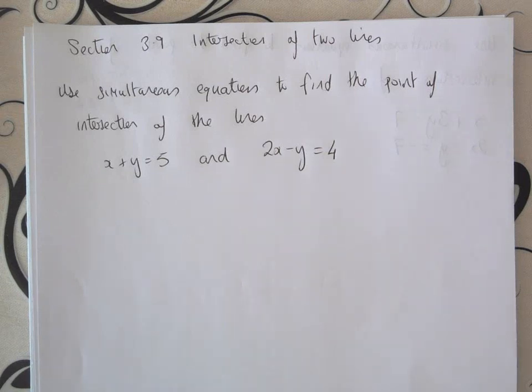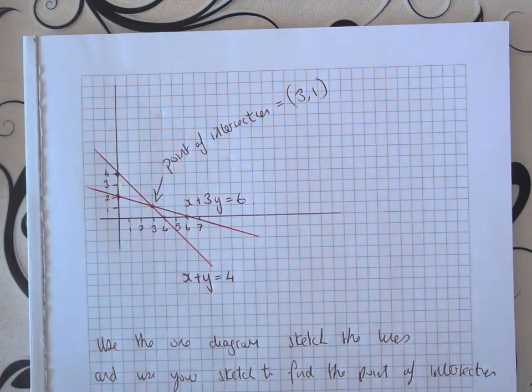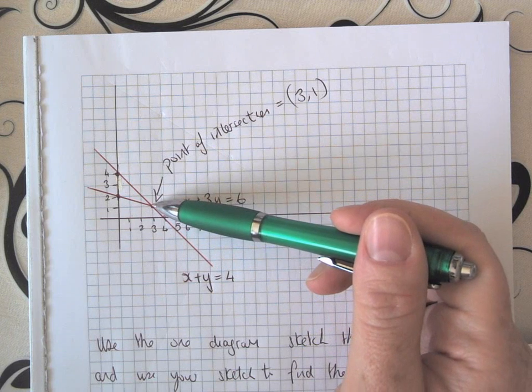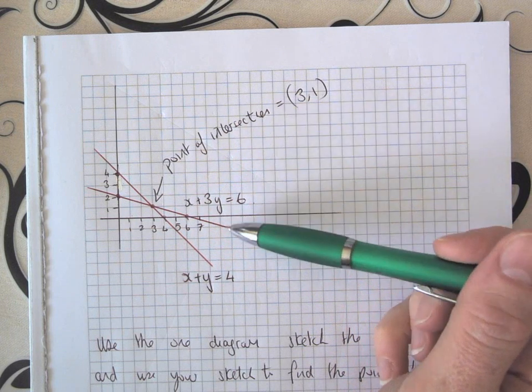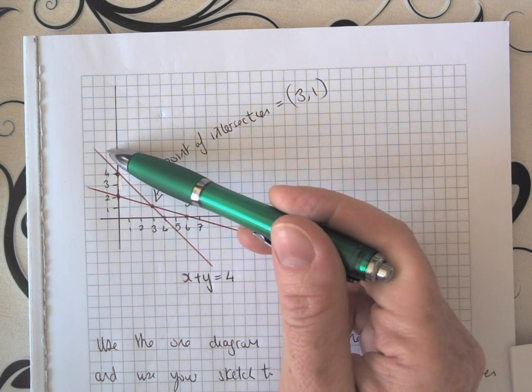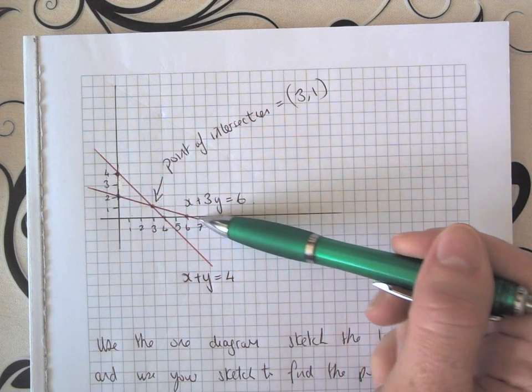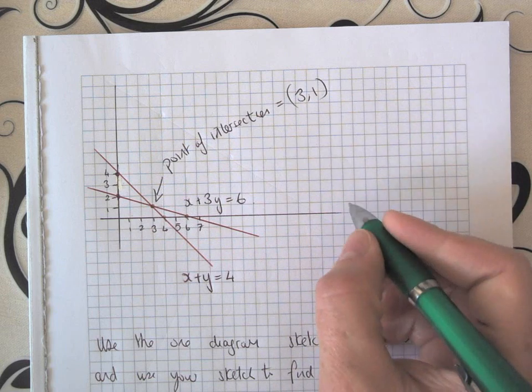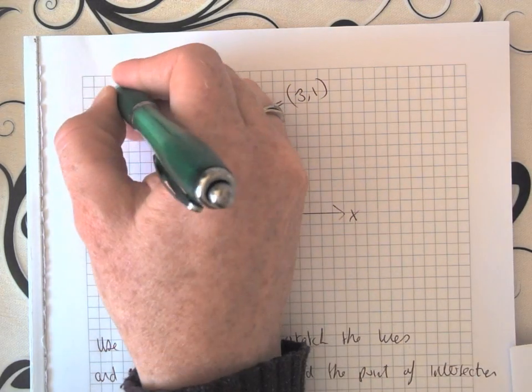Okay, today we're going to look at section 3.9, intersection of two lines. If we have a graph, we can see where the two lines meet. That's called the point of intersection. So in this case, x plus y equals 4 is this line, x plus 3y equals 6 is this line, and the point of intersection is 3, 1, because of your x axis and your y axis.